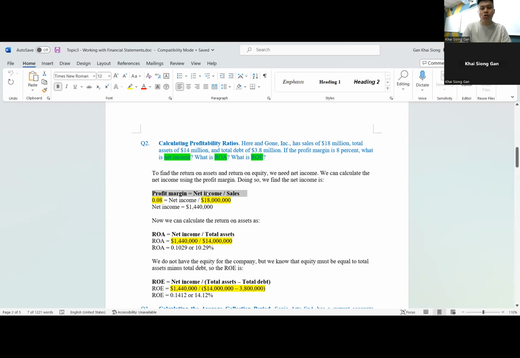And how to calculate ROA and ROE? Very simple, use the formula. ROA equals net income divided by total assets. Net income you already have from your first part, and total assets you got from the question. What about ROE? Here there's one problem: no total equity. So since there's no total equity, what's the formula for equity? Total assets minus total debts, right? This part is to calculate total equity. Then ROE equals net income divided by total equity. So basically, we are just applying the formulas.